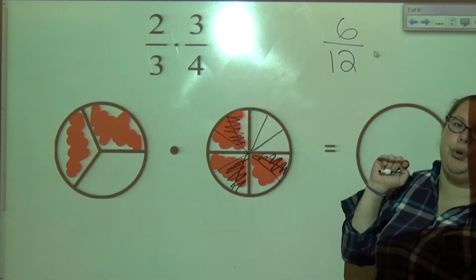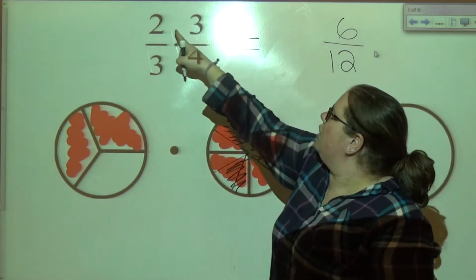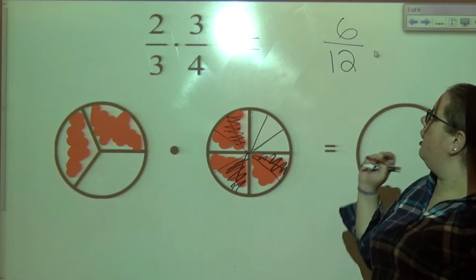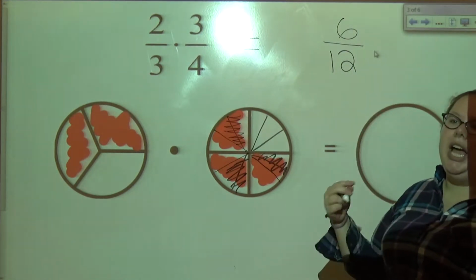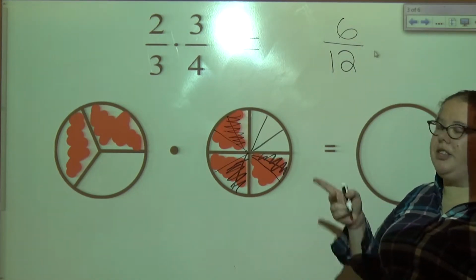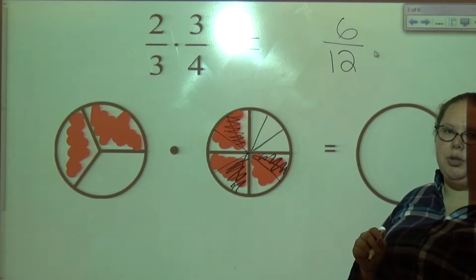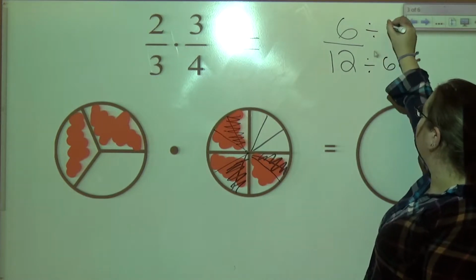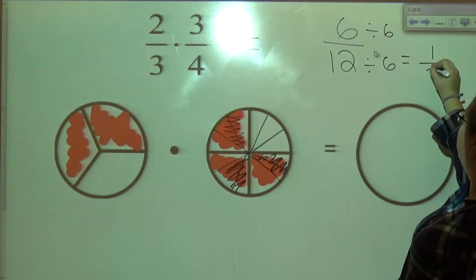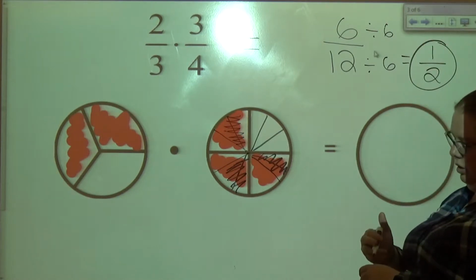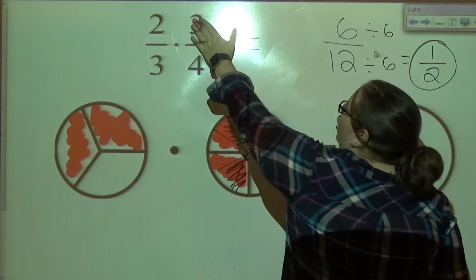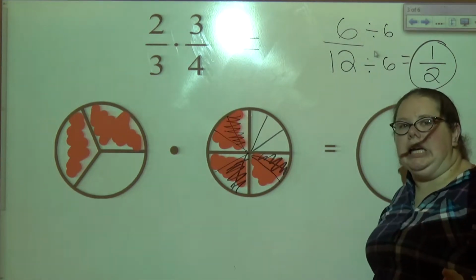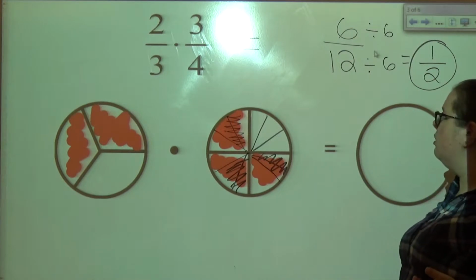And again, what did I really do here? 2 times 3 is 6. 3 times 4 is 12. 6/12. And then one thing that we can do, we can simplify this fraction. How do you simplify 6/12? You can divide the top and the bottom by 6. So the answer is actually 1/2. So for each of my 3/4, I'm finding 2/3 of each of them. And that's the idea behind multiplying fractions.